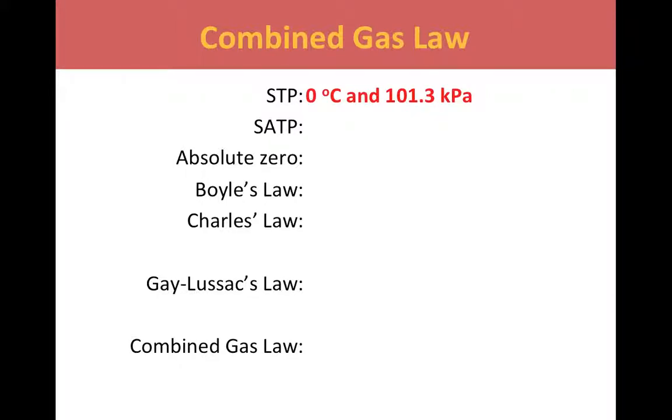Okay, just a revision on things that you need to know. STP is 0 degrees Celsius, 101.3 kilopascals, and SATP, standard ambient temperature and pressure, is 25 degrees Celsius at 100 kilopascals. STP is at sea level, so really low increase in pressure. SATP is higher up in the atmosphere. So ambient, that's why it is a higher temperature but a lower pressure.